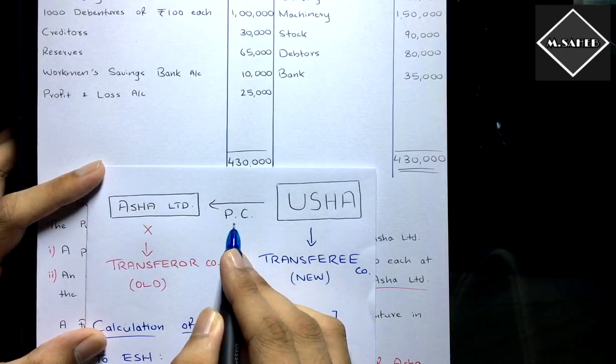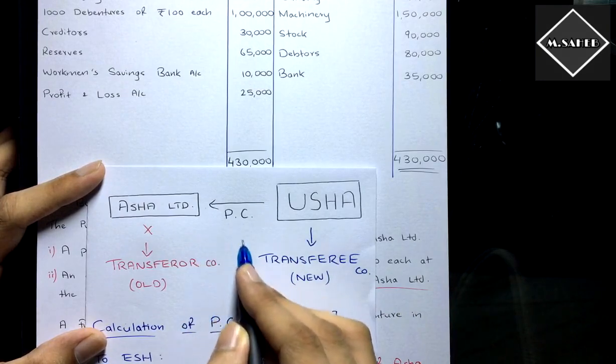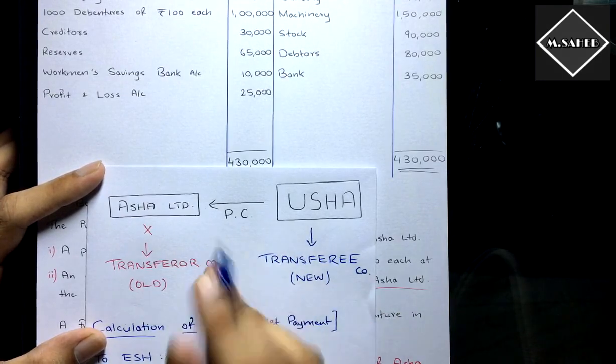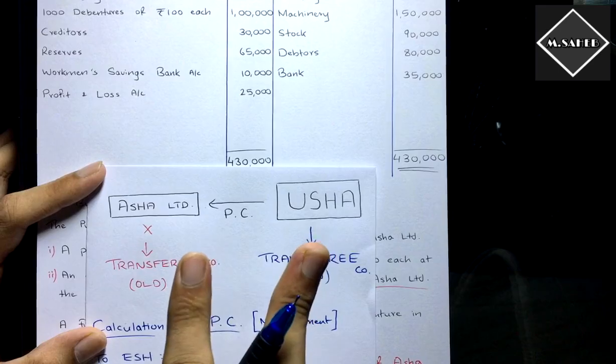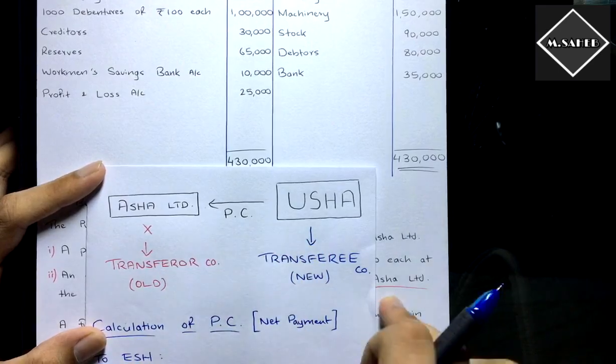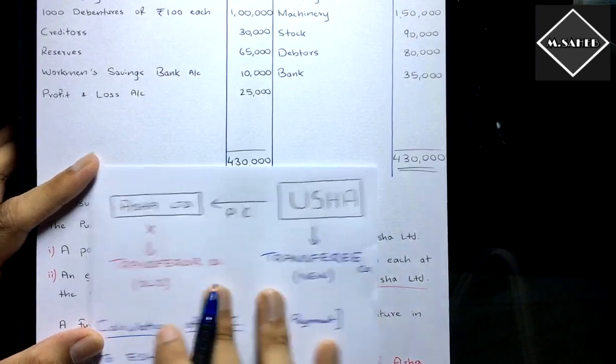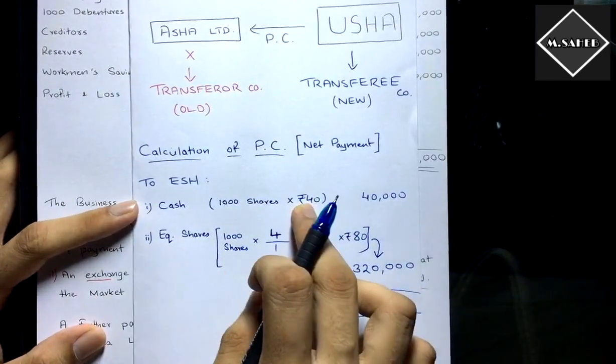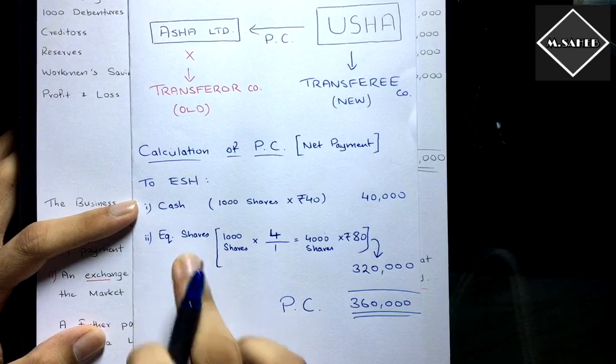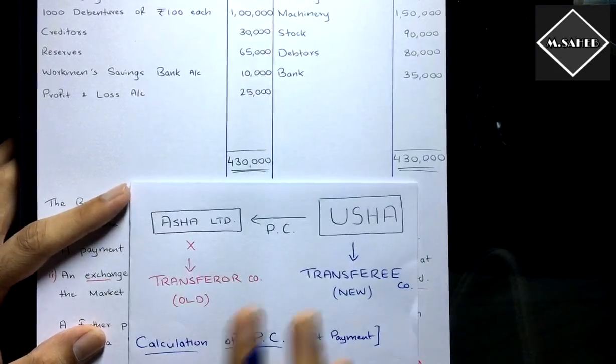So purchase consideration can be in the form of cash, debentures, equity shares, preference shares. We have seen in this question that the purchase consideration is in two forms: cash and equity shares. So we are done with the first point, cash. The other form is equity shares, but we don't know how to do the calculation. See here, it's very simple.